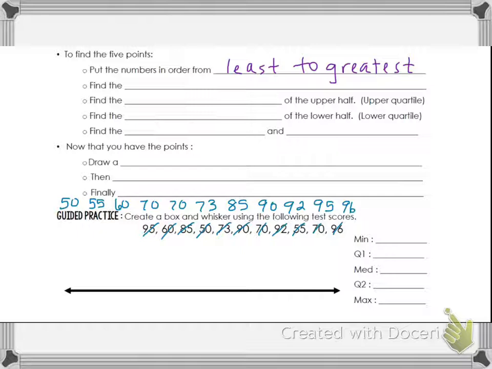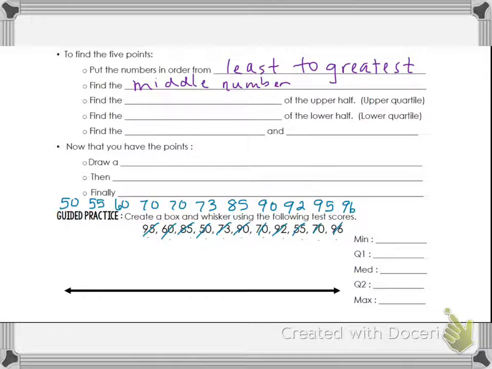Once you have all your numbers in order from least to greatest, it's going to be a process of following those steps that we talked about yesterday. And you guys are already familiar with a lot of this. So the first thing that we need to do is find the middle number, or the median. Okay, so I'm going to count up my values. I believe there's 11. 1, 2, 3, 4, 5, 6, 7, 8, 9, 10, 11.